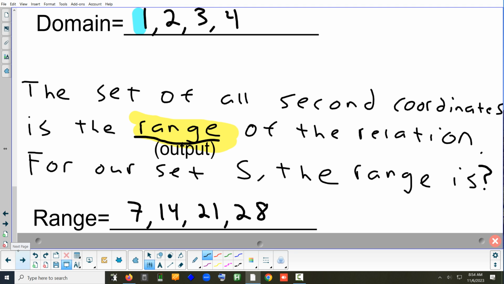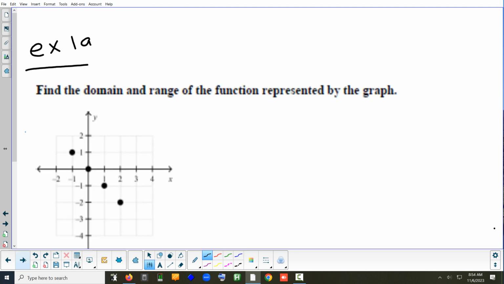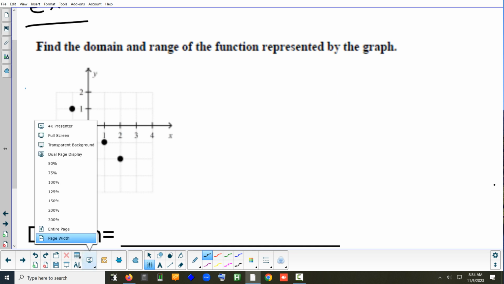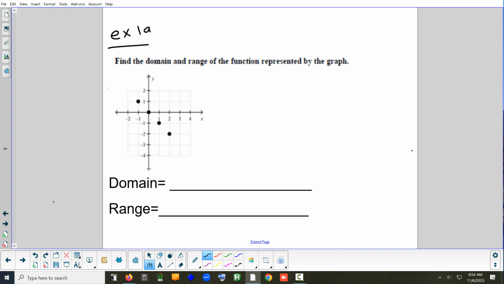Any question on that first part? All right, now let's take a look at a picture and see if we can identify the domain and the range in that picture. Well, when we did the domain and the range in the last problem, we didn't have a graph like that. What did we have instead?